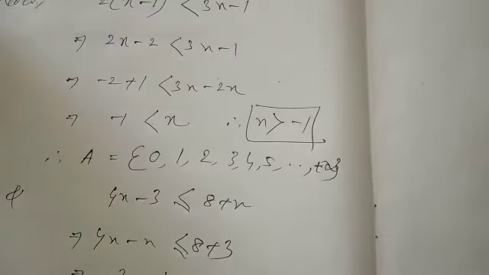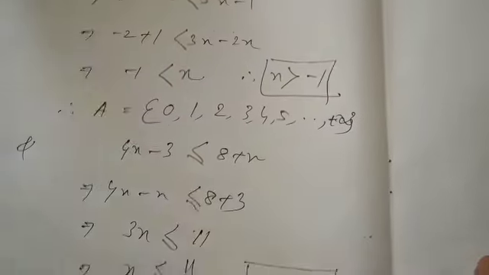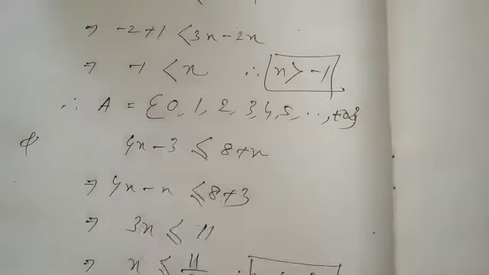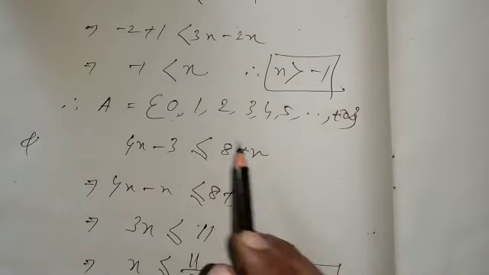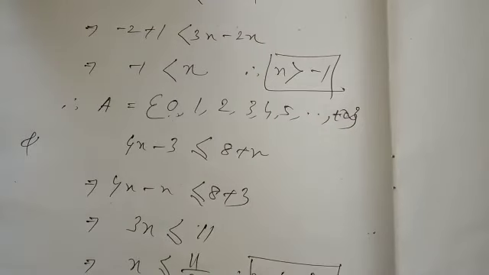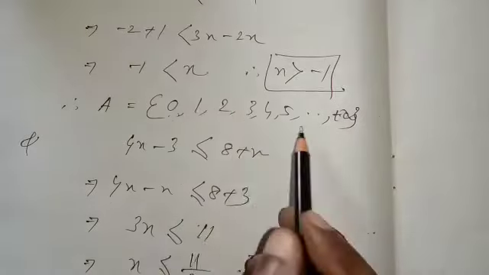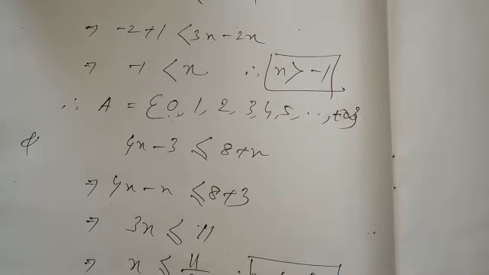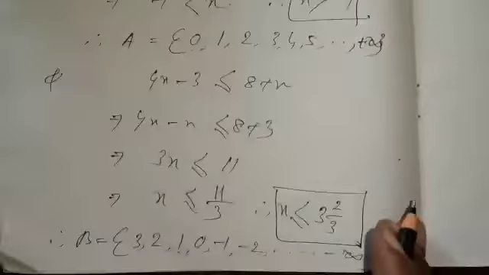Now next you have to find A intersection B. Which elements are common in the sets A and B? The common elements are 0, 1, 2, 3. That means A intersection B is the common elements between the two sets.